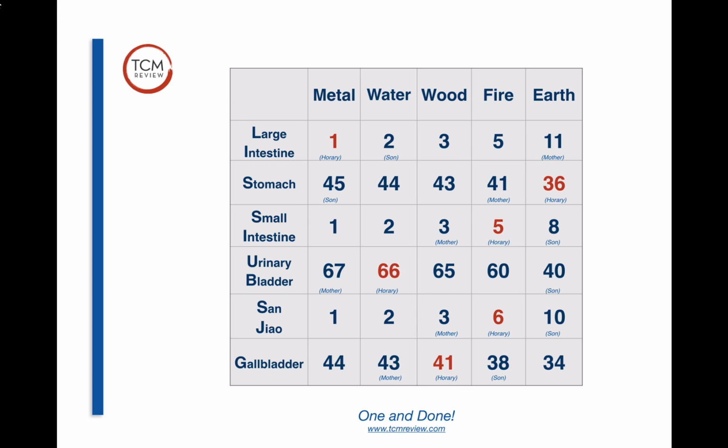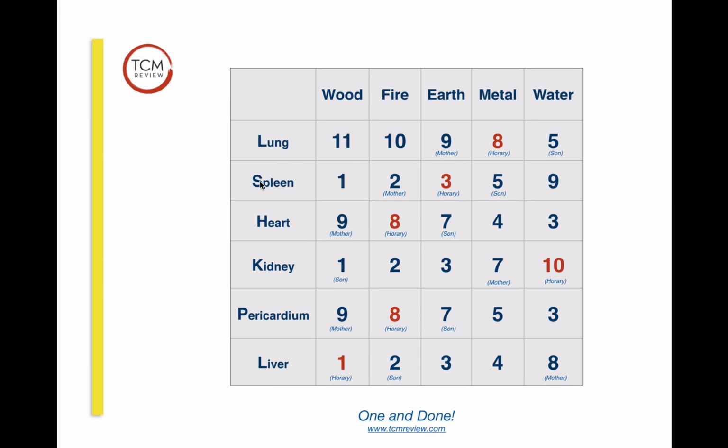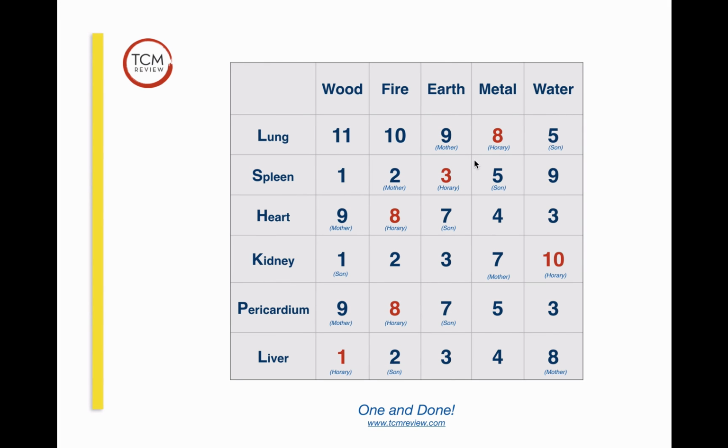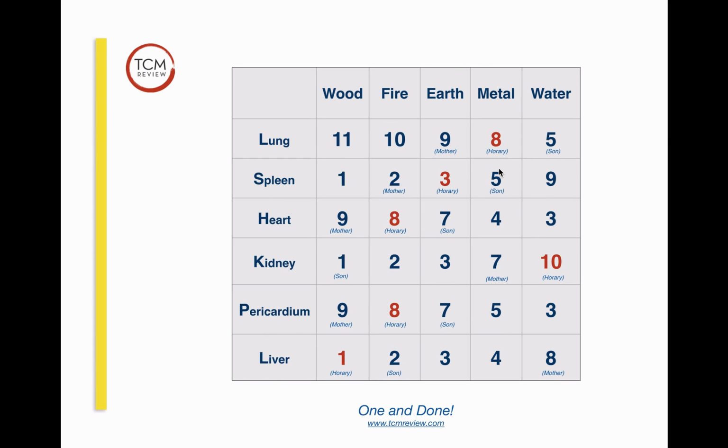Okay, so we have stomach excess in this case, and we're going to sedate the sun. The stomach sun is stomach 45, right? And it's a metal point. So we're going to sedate stomach 45. We're also going to sedate the mother element horary point, which is large intestine 1. And then in addition to that, we're going to look at the spleen channel, right? Because spleen is earth and stomach is earth. The spleen channel sun is spleen 5. It's the metal on metal point.